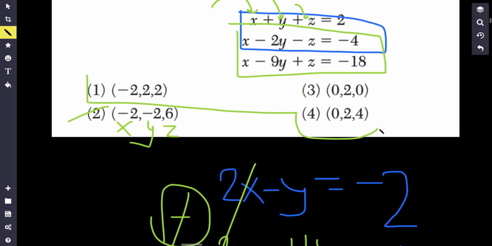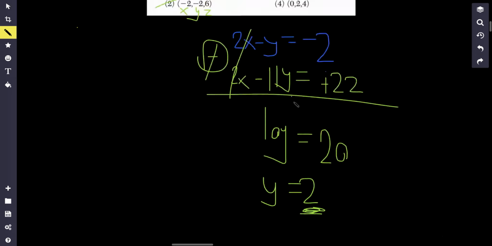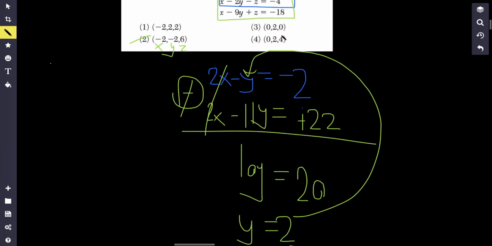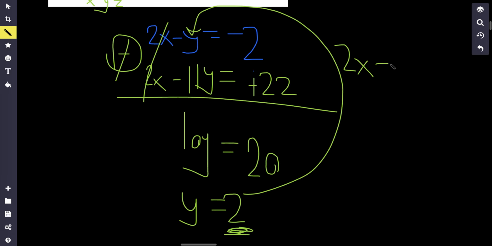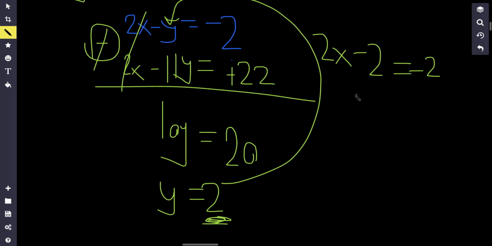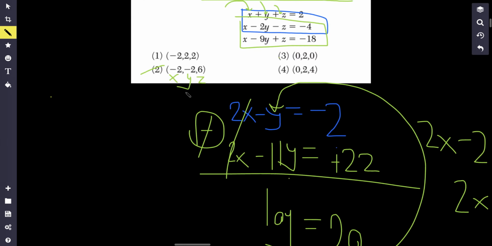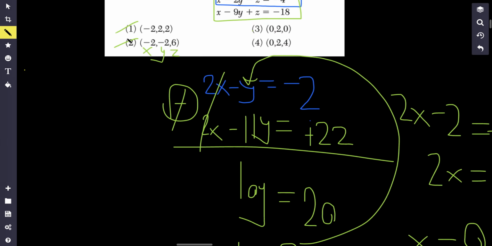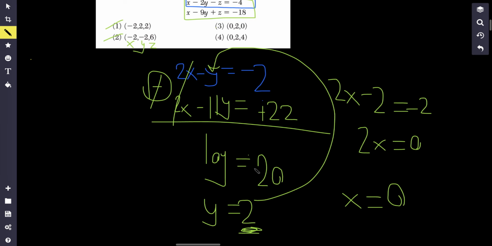So we only have 1, 3, and 4 left. And notice how in all of them our y value is 2. So that kind of checks out. All right. Now let's plug y is equal to 2 back into one of these mini equations. So I get 2x minus 2 is equal to negative 2, and I get 2x is equal to 0, so x has to be equal to 0. And from this, I can see that number 1 can't be the answer, so it's only 3 and 4.